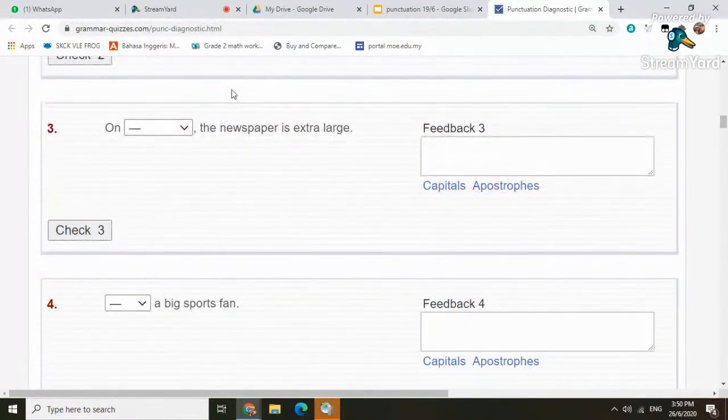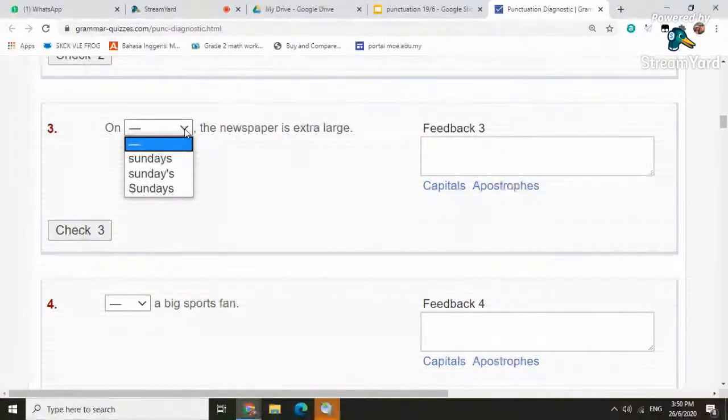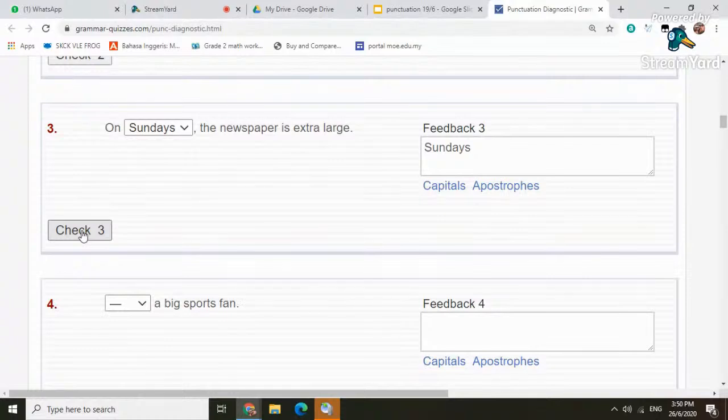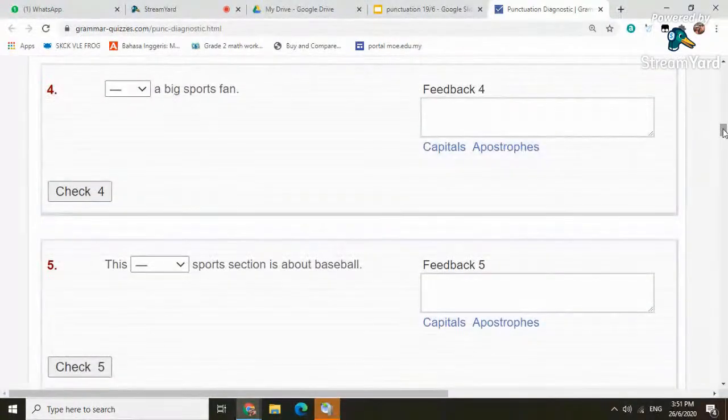So number 3, on Sundays, Sundays, or Sundays. Which is the correct answer? Alright, Sundays with a capital S. Correct answer, because Sunday is a noun.